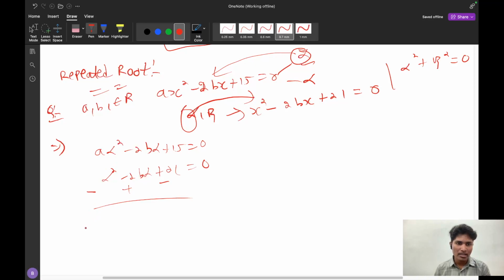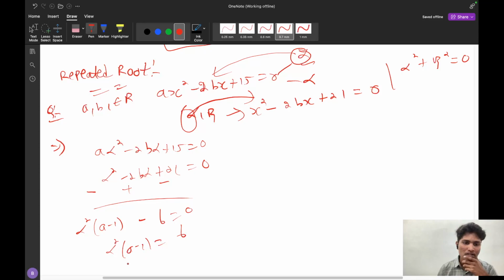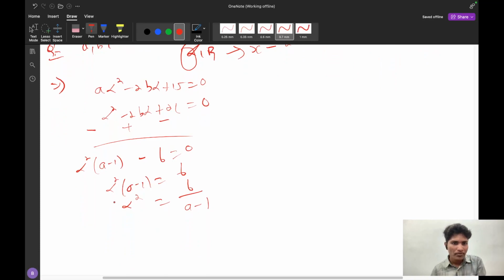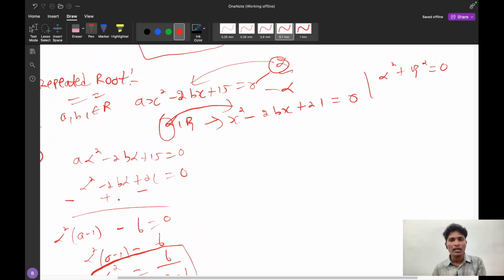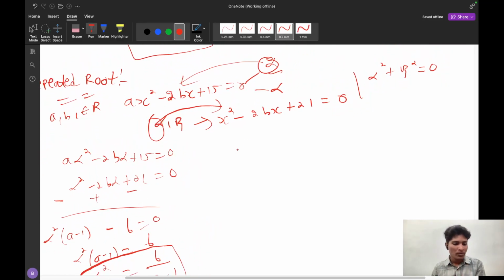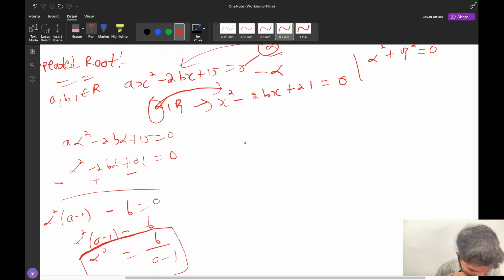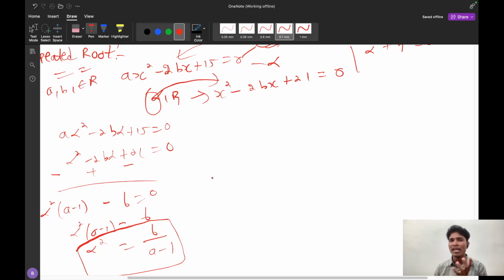Here when I subtract, a minus 1, again minus 6, yes 6. So alpha square into a minus 1 equal to 6. So alpha square equal to 6 divided by a minus 1. So this is one thing. And next, what can you do? We will get alpha square equal to 6 divided by a minus 1.